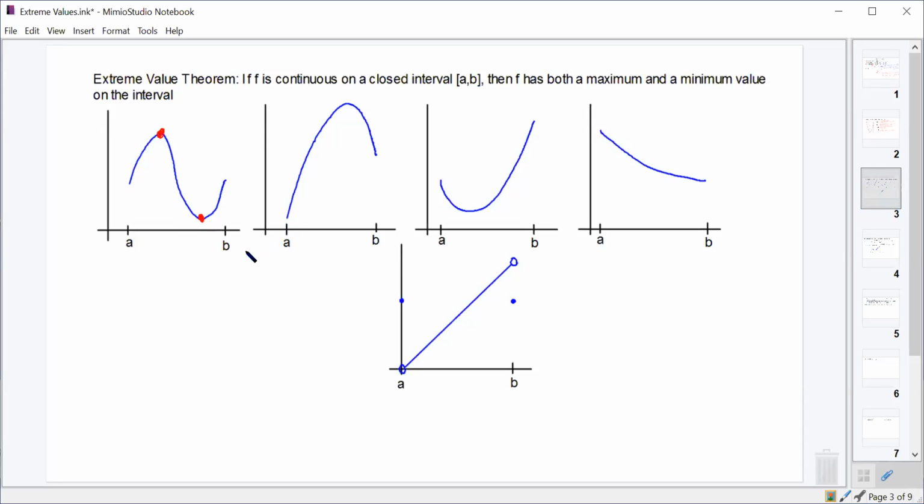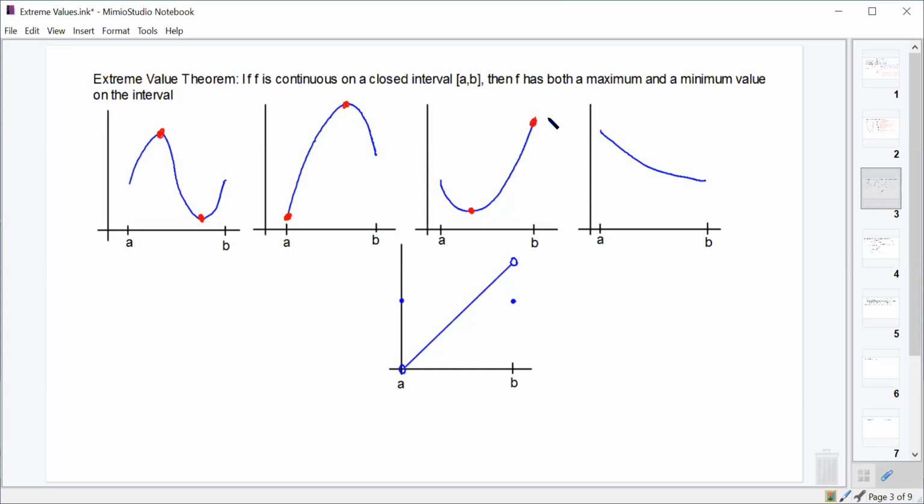What about the second one? Does it have an absolute minimum? Yes. Where's the absolute minimum? At A, right? And it has an absolute max somewhere between A and B up here at this little vertex looking thing. What about the third one there? Does it have an absolute minimum? Yeah, between A and B. And then what about an absolute max? At B.